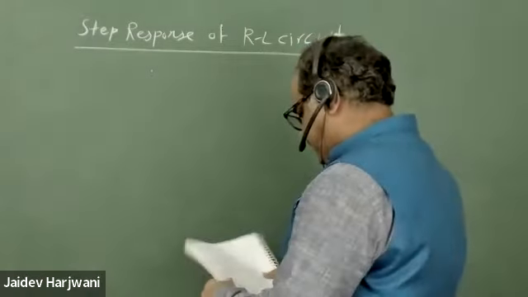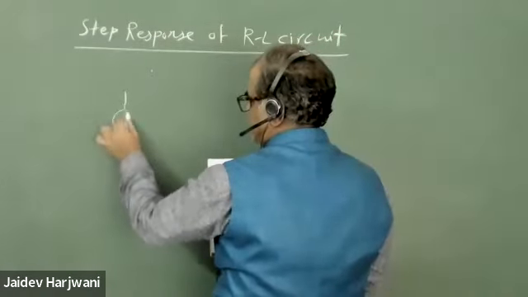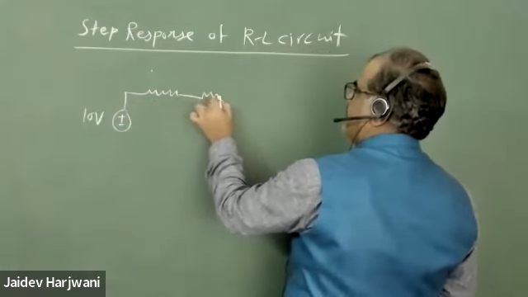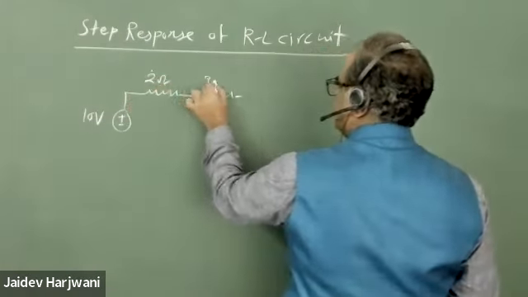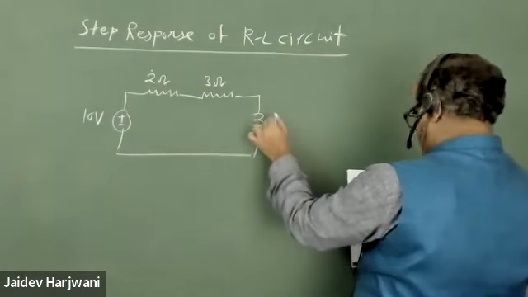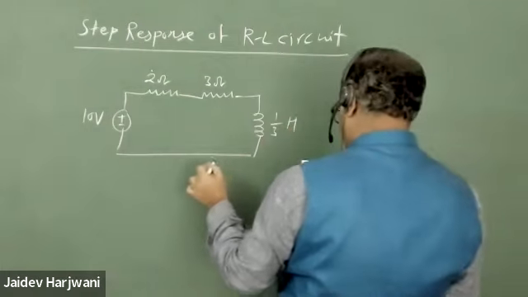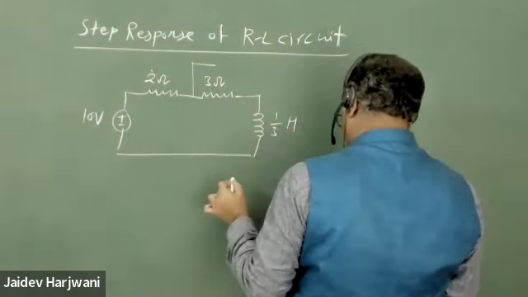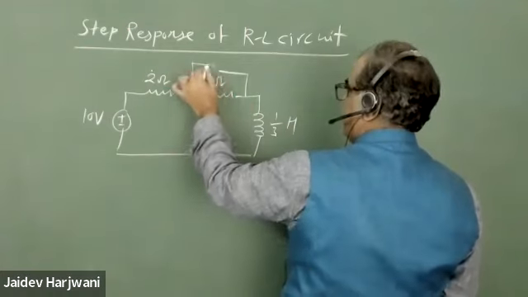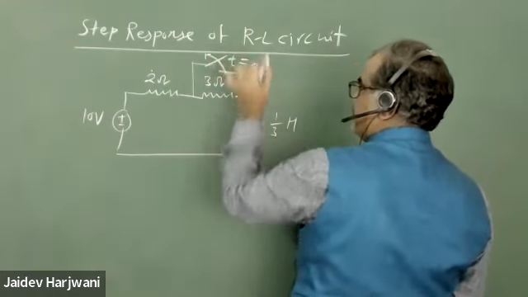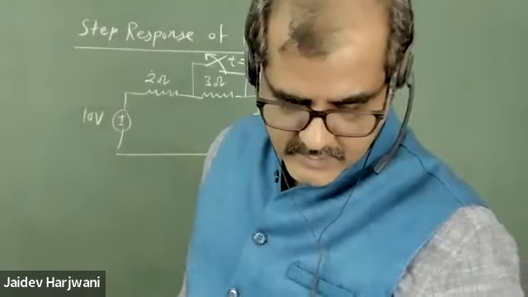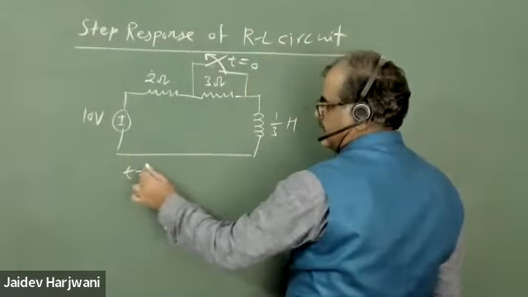So I have been given one circuit here, say plus minus 10 volt, and then I have this 2 ohm, then I have this 3 ohm, and here one inductor is there, that is 1/3 H. Here they are saying that you are opening at t is equal to zero. At t is equal to zero, you're opening, and before that it was closed.